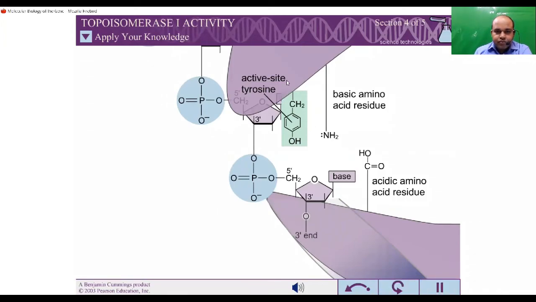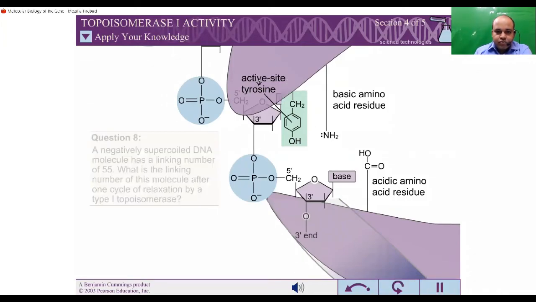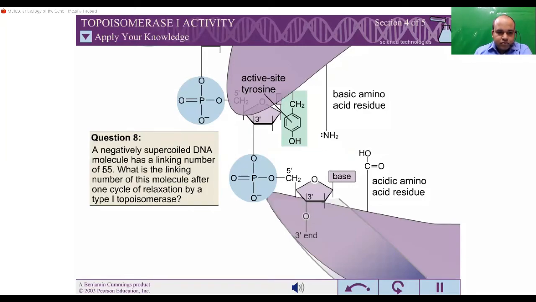Question 8. A negatively supercoiled DNA molecule has a linking number of 55. What is the linking number of this molecule after one cycle of relaxation by a type 1 topoisomerase? After one cycle of relaxation by a type 1 topoisomerase, the linking number is going to change to 56, because it is going to increase the linking number. So the linking number is always going to increase by one. These types of questions are asked in the GATE entrance examination very often. Okay. Correct.